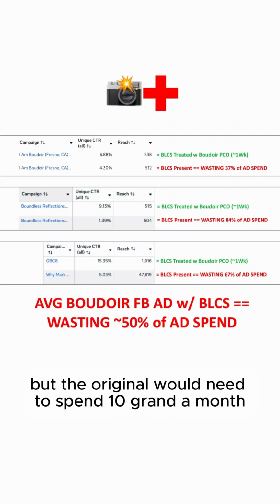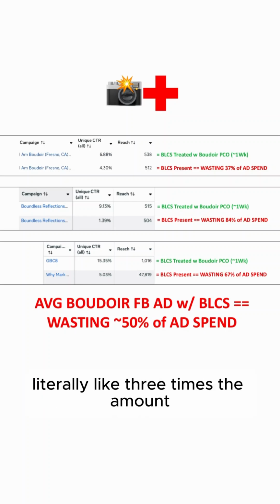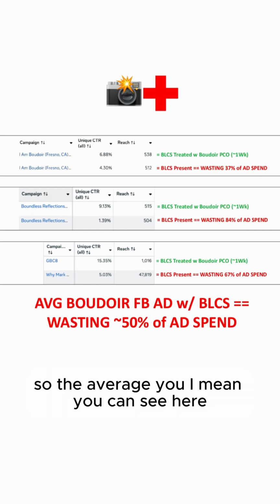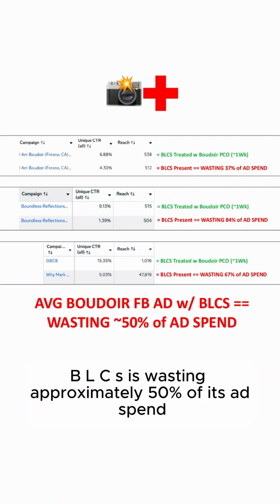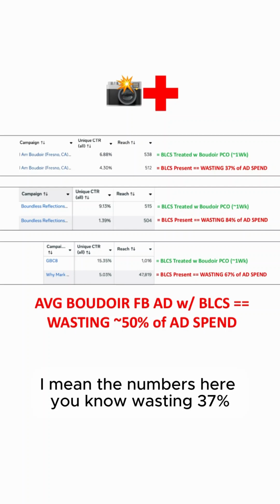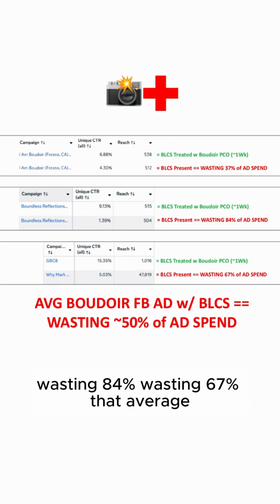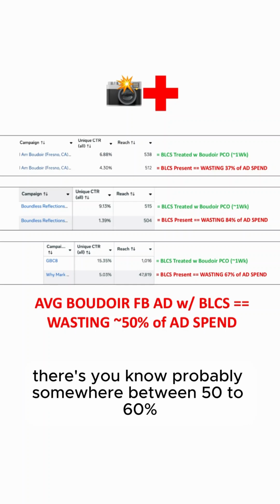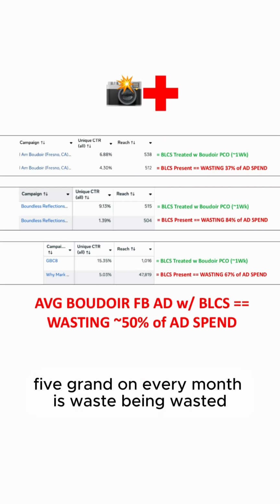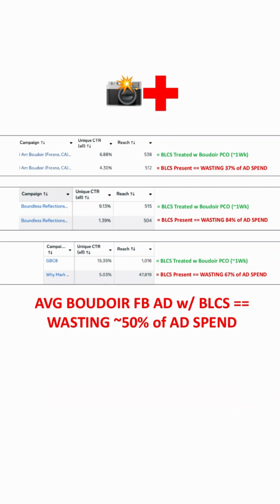But the original would need to spend 10 grand a month, literally like 3 times the amount of the Boudoir Pico treated one. So on average, we can see here the average Boudoir Facebook ad with BLCS is wasting approximately 50% of its ad spend. The numbers here: wasting 37%, wasting 84%, wasting 67%. That average is probably somewhere between 50 to 60%. So if they're spending 10 grand a month on Boudoir Facebook ads, on average 5 grand every month is being wasted, thrown down the drain.